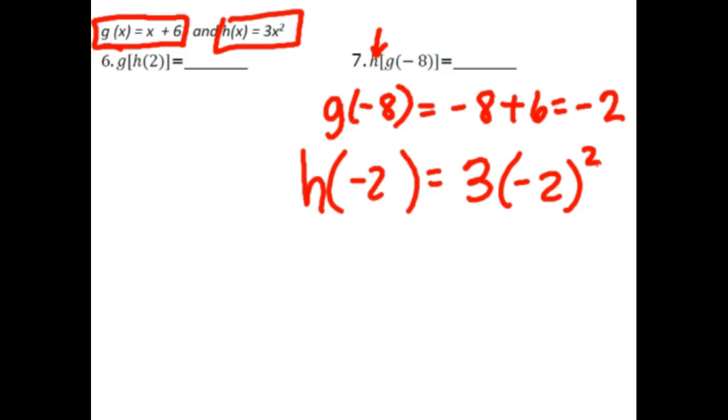What's -2 squared? Positive 4 or negative 4? -2 times -2 is positive 4, times 3 is 12. The final answer is 12.